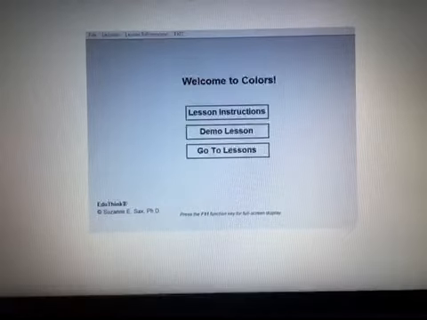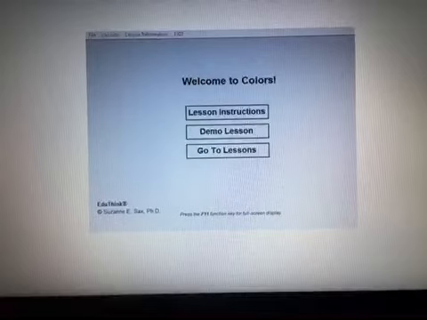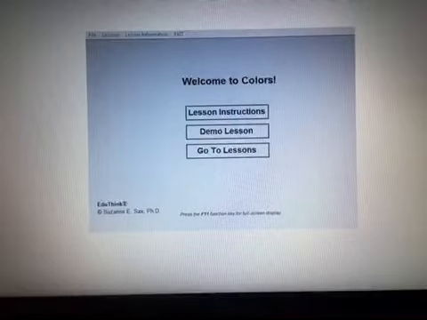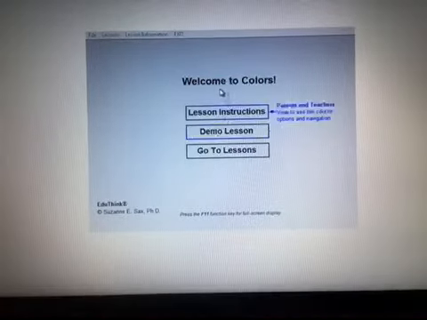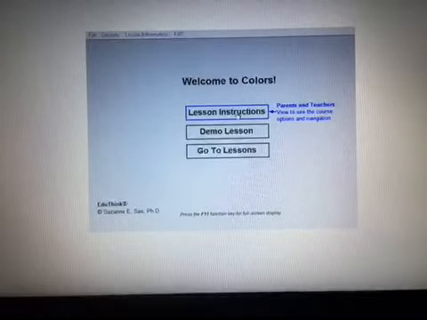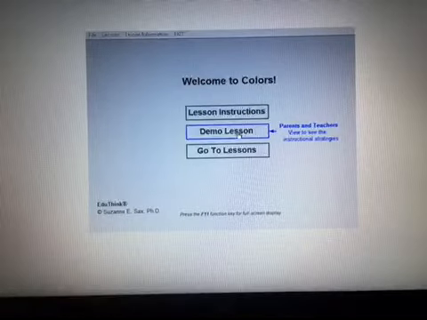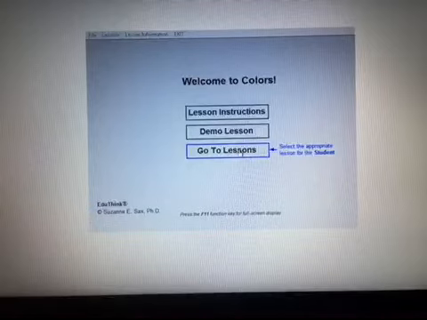We are looking at the courses that are currently available. One of our courses is recognizing colors and also shapes. The structure of EduThink lessons always includes the lesson instructions, a demo lesson to demonstrate the strategies, and the lessons that the student will see.